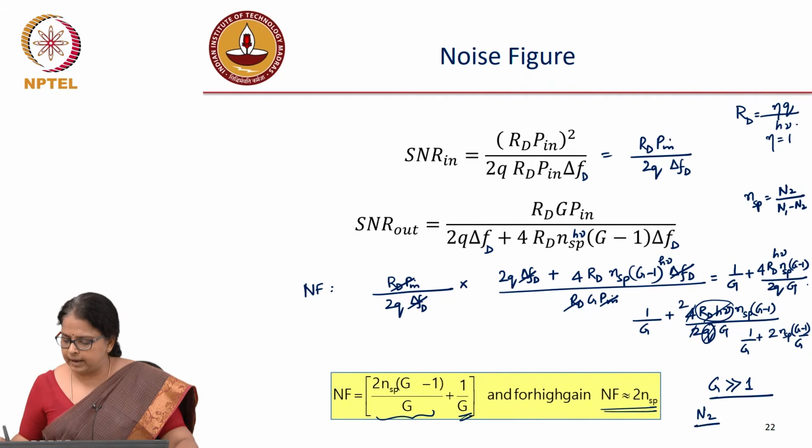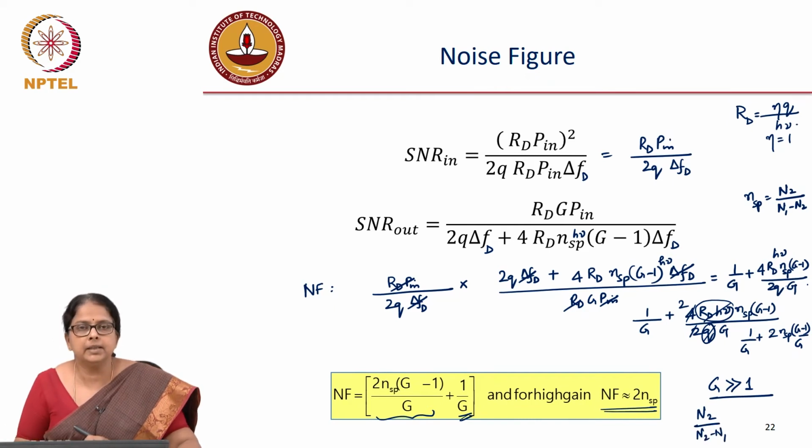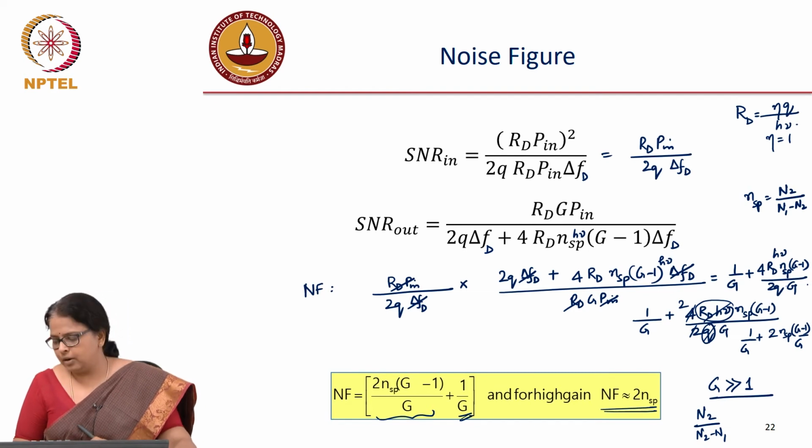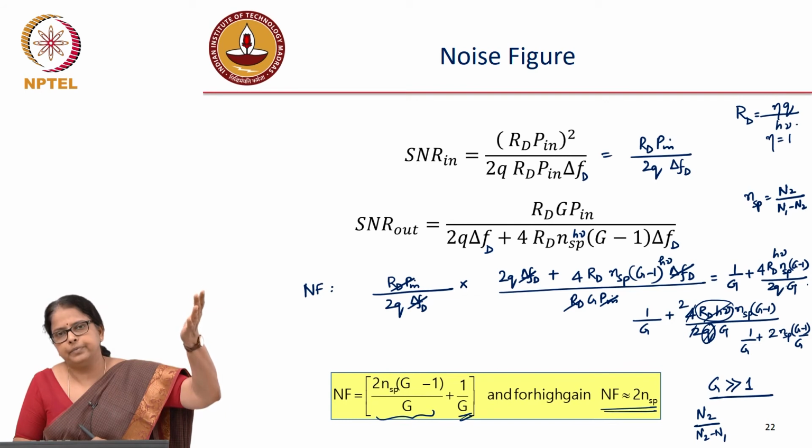N2 divided by N2 minus N1 is what my N_SP is, and the best possible condition, or the lowest possible value for N_SP is going to be 1, and that's when you have the maximum inversion. Your N1 is 0 and all your ions are in N2.